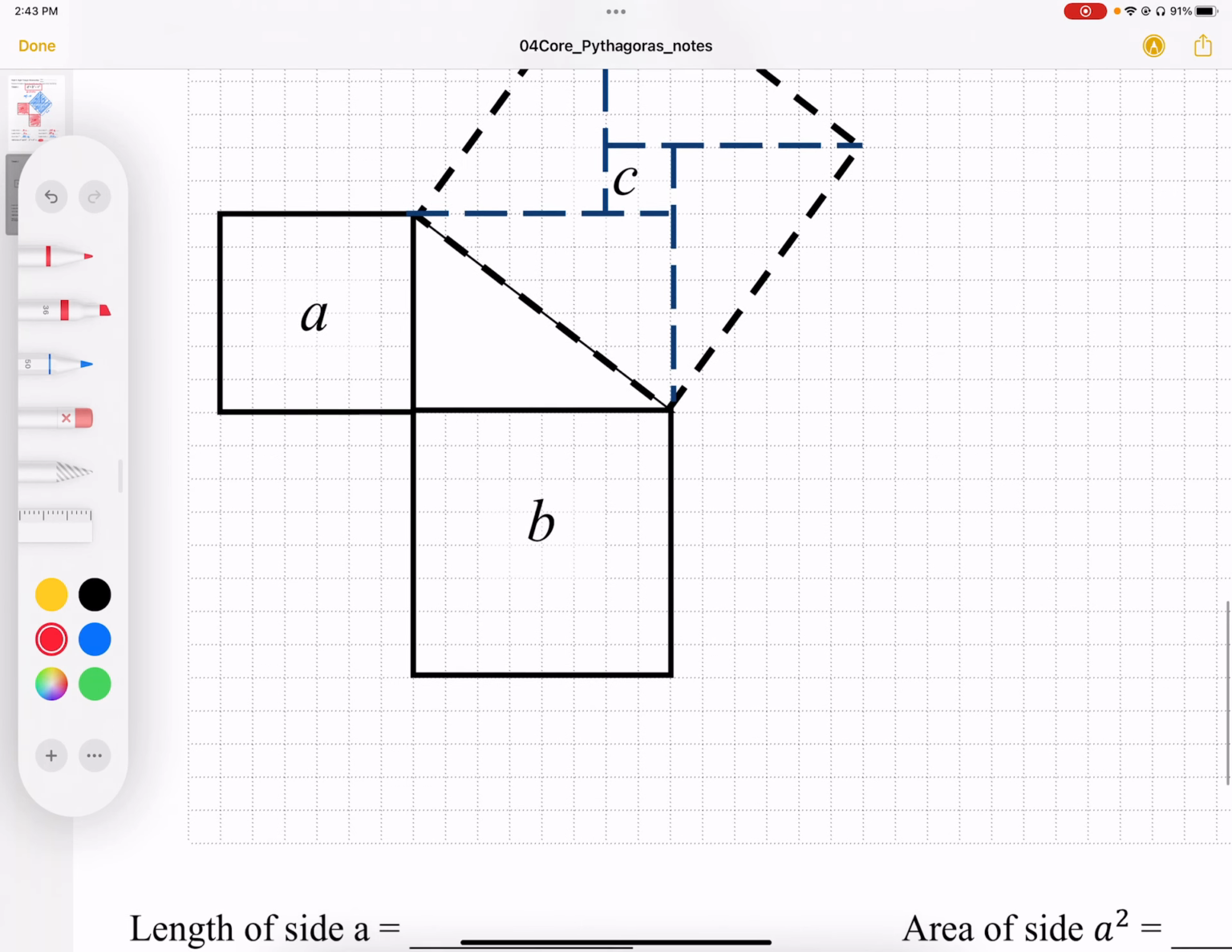Okay, so starting with length of side A, I'm going to count 1, 2, 3, 4, 5, 6. That's the length of side A. So the area is 36 squares. Okay, so when I talk about this square area in here, that's going to give me my 36 squares. I'll write that in, 36 squares.